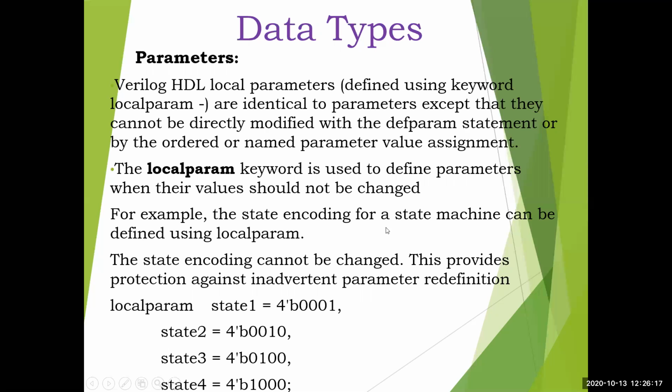State machines we use in behavioral description, FSM and all, so they may use this. The state encoding cannot be changed. This provides protection against inadvertent parameter redefinition. Localparam state1 equal to 4-bit 0001, state2 is equal to 0010, state3 is equal to 0100, state4 is equal to 1000. Like that, we will be using this localparam keyword in the parameters.